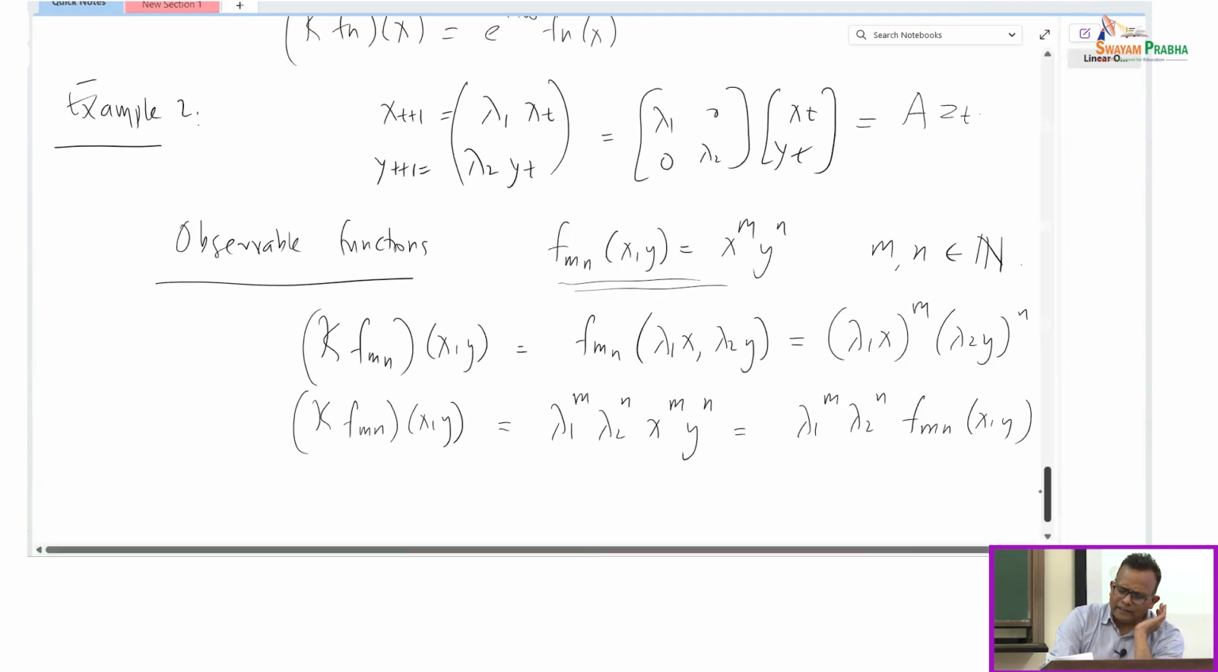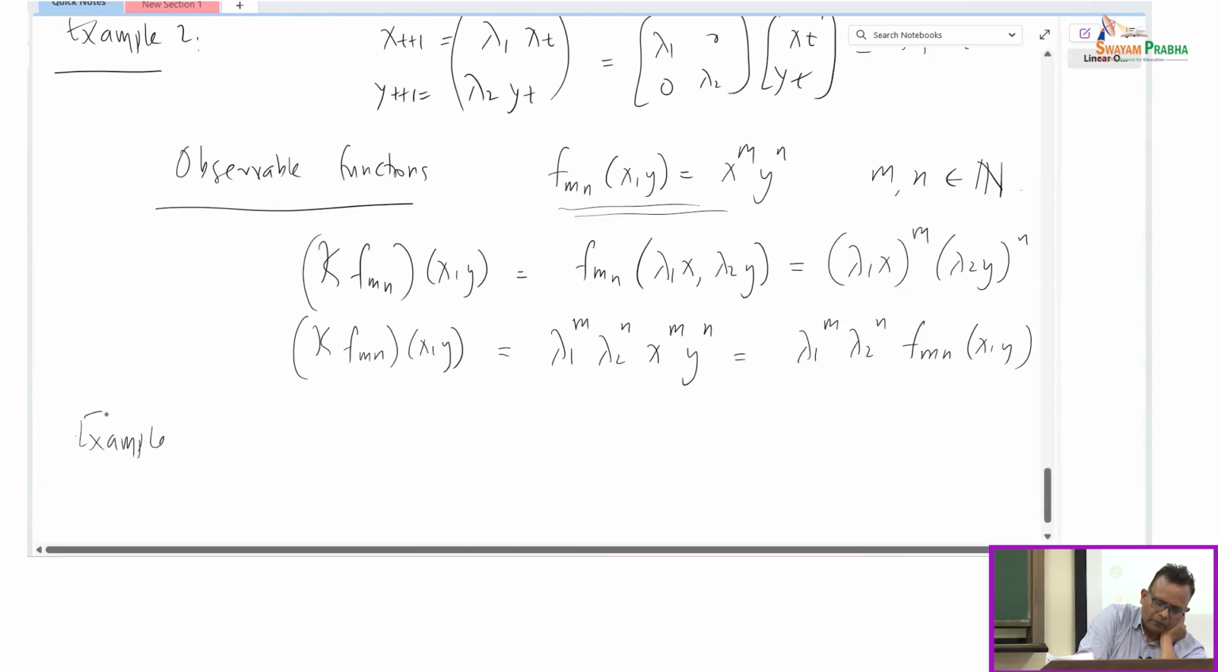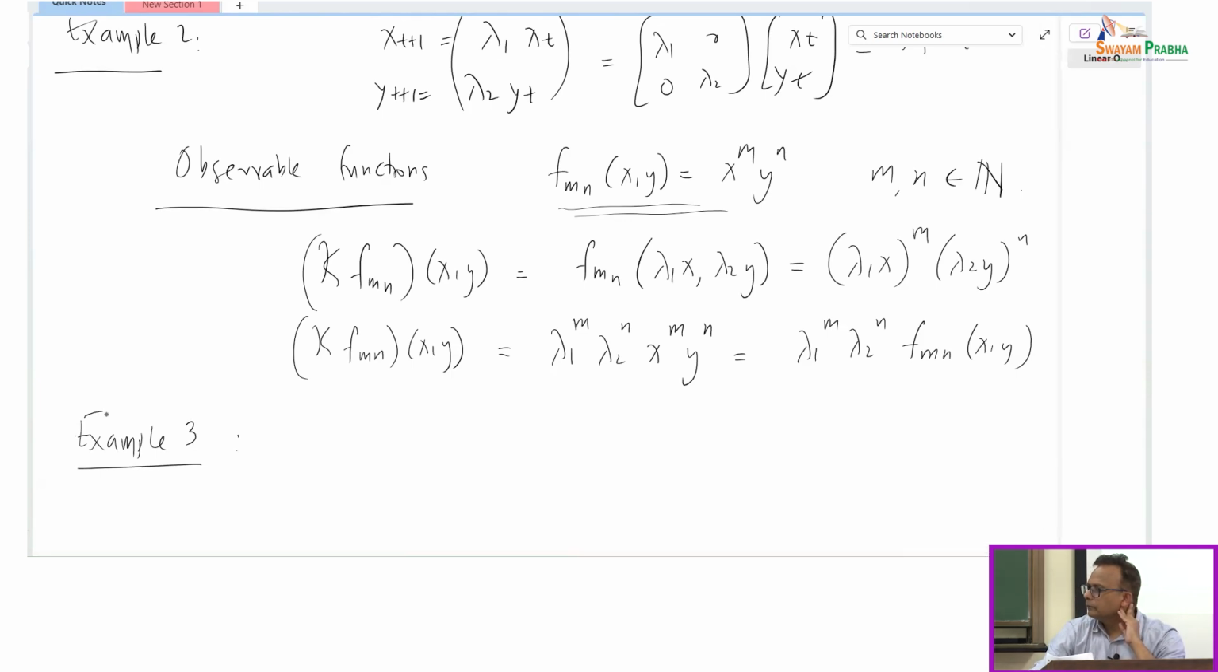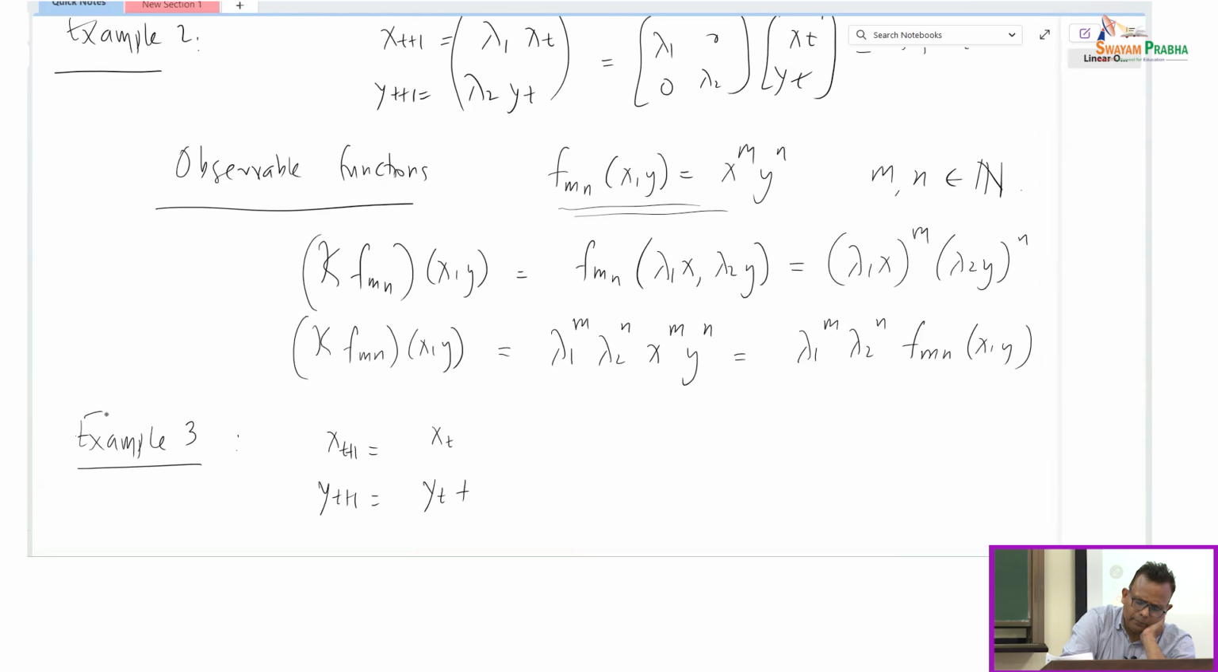Let me do one more example, example 3. This example is again a two-dimensional system: x(t+1) equals x(t), and y(t+1) equals y(t) plus x(t) squared. Okay, you may put some constants, but it doesn't really matter.